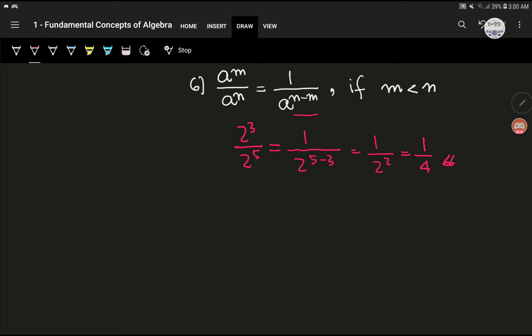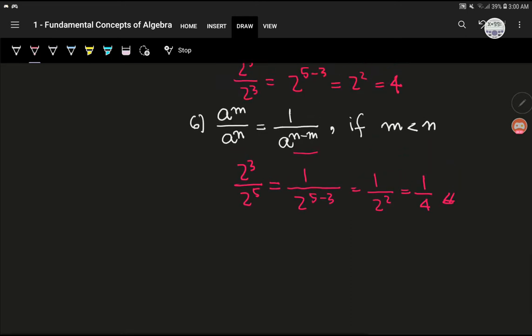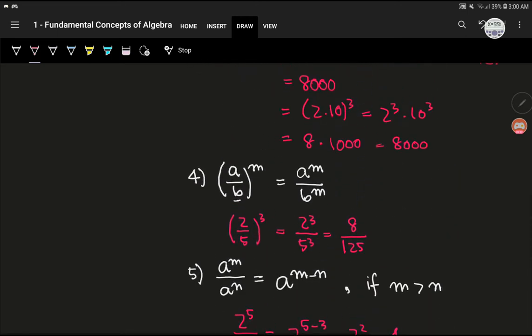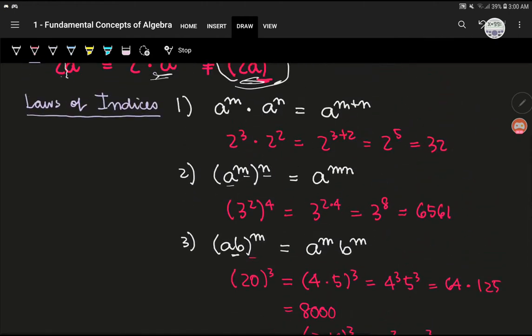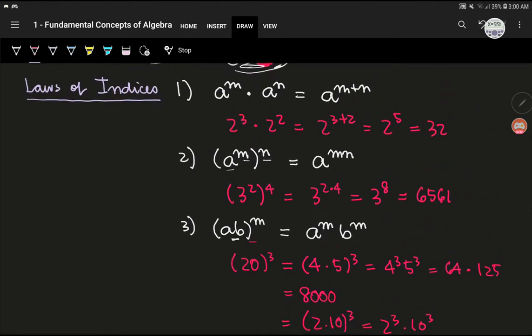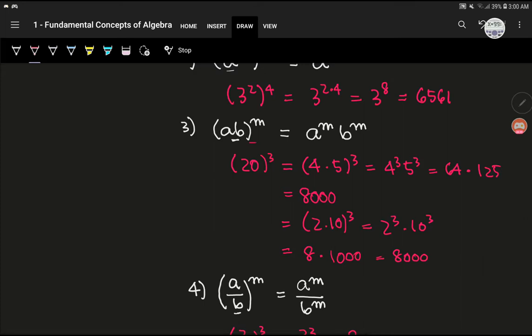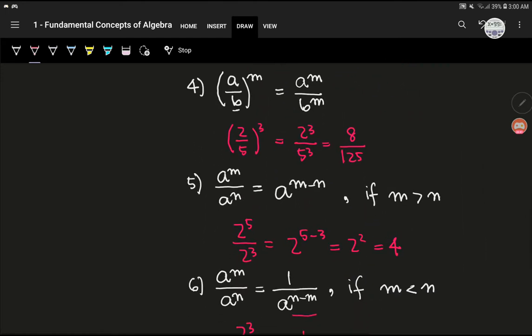Alright, so these are the 6 basic laws of indices that you should know by heart. You should memorize these 6 laws. But you should not only memorize them, you should also know how to use them.